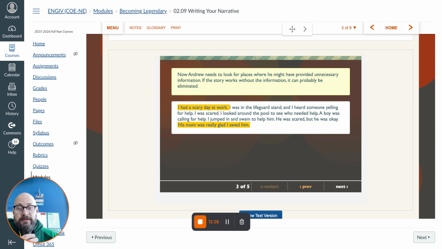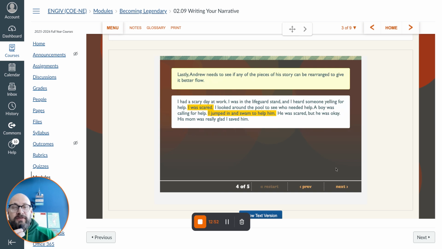And then the ultimate sentence, his mom was really glad I saved him. We're going to assume that would be the case. And I would take this out unless mom had some really interesting reaction that you just had to tell the reader about. You can see how asking yourself, does this really need to be here? Answer's probably no.